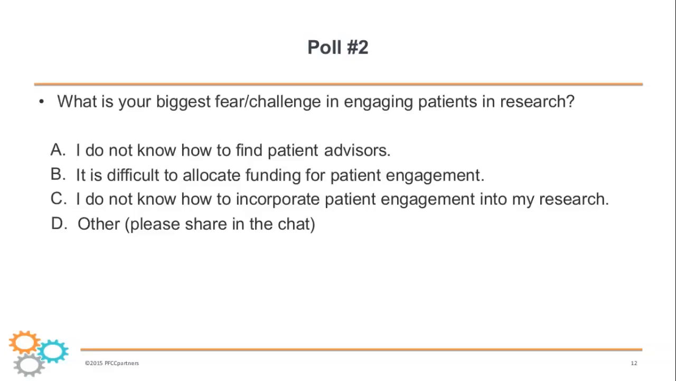Let's look at the poll results here. Yes. So I can see our active participation has dropped off a little bit. But that's okay. The most common fear or challenge was difficult to allocate funding for patient engagement, followed by I don't know how to find patient advisors, and then how to incorporate. And then there were some comments. I don't know if we can pull those up now. Some comments on the polling? In the chat, there were like three.